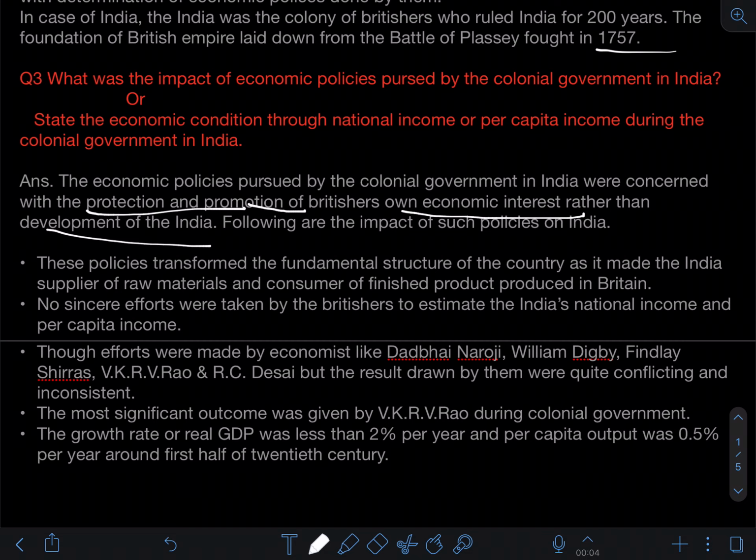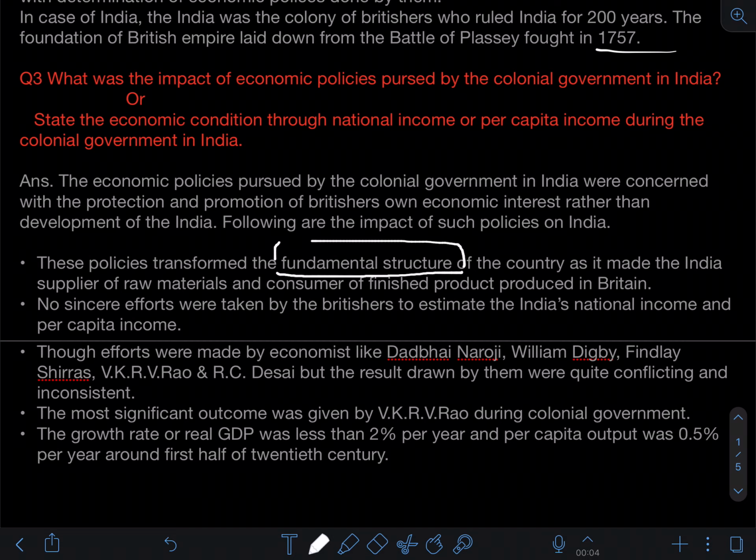Let's see the very first impact. The first impact says these policies transformed the fundamental structure of the country. Fundamental structure is basically the base. When we construct any building, there is a particular base we need to form beneath the earth, so that the building should stay for a longer time period, should get the strength to stand for longer, right? So that fundamental structure was entirely changed at the time of the Britishers. They were completely looking at the country for its resources.